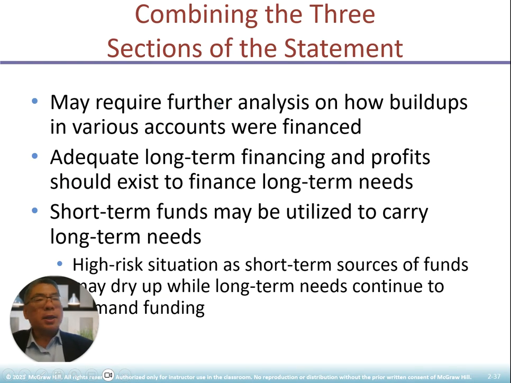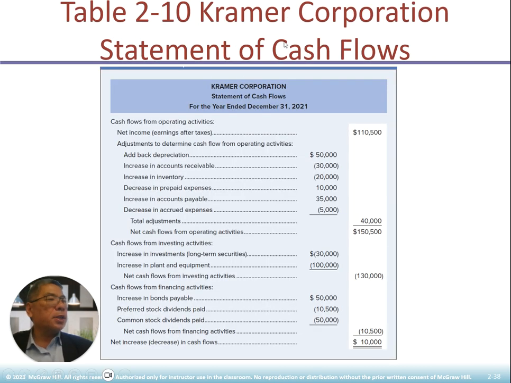Combining the three sections of the statement, it requires analysis on how to build up, and as you require adequate long-term financing, profit should exist to finance the long term. Short-term funds may be utilized to carry out long-term needs. Okay. So we're going to look at the next table, the statement of cash flow, in much more detail than we have discussed.